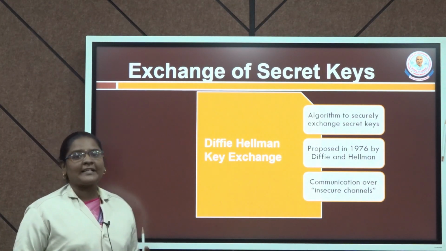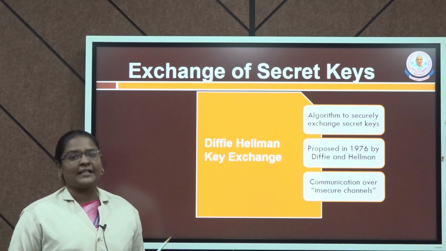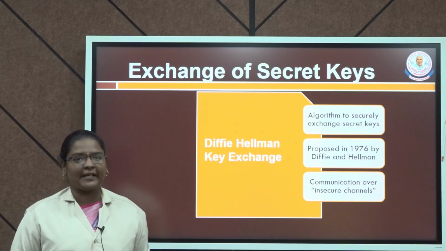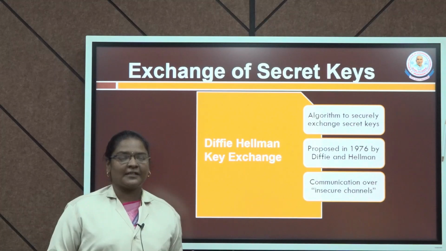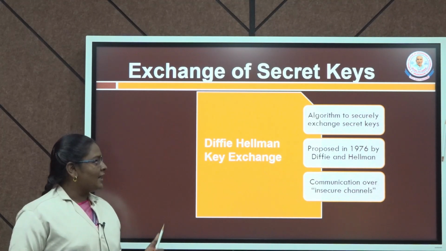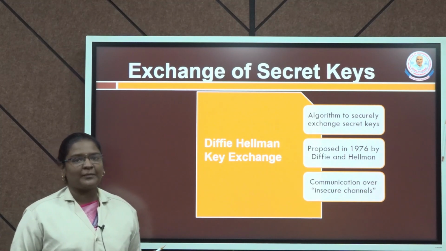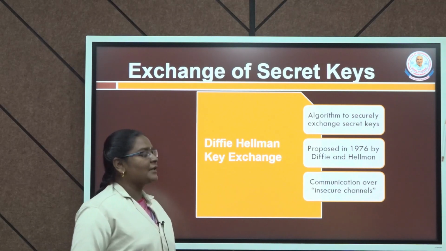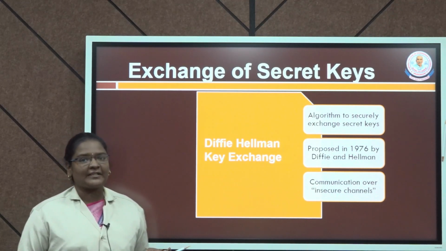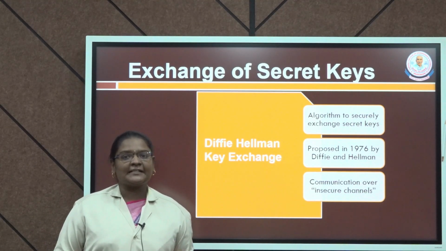Let's see how to exchange the secret keys. Till now we have seen how we exchange the public keys, and hereafter we need to exchange the secret key, that is a single key used between the users, between the sender and receiver. How do we exchange the single secret key? For that we have one popular algorithm, which is known as the Diffie Hellman key exchange algorithm. It is an algorithm to securely exchange secret keys, and it was proposed in 1976 by Diffie and Hellman. It makes it possible to send the keys over insecure channels.